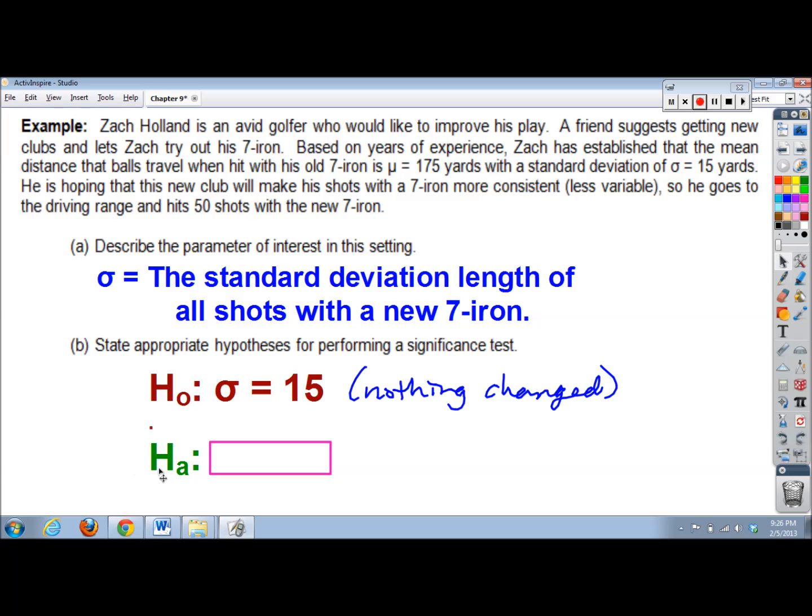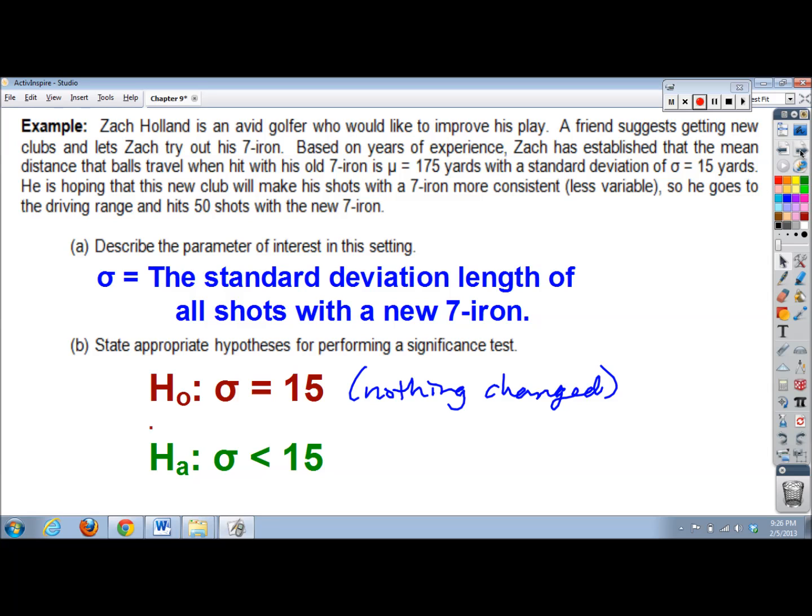Or we can go with the Tigger approach here. That maybe this new 7-iron is better. Okay, his shots are more consistent, which means his standard deviation is going to be smaller than 15 yards. Okay, so really, we're just starting out very basic here. Can you write the hypotheses with the correct parameters and the correct values and the correct signs in between? And what does your parameter mean?